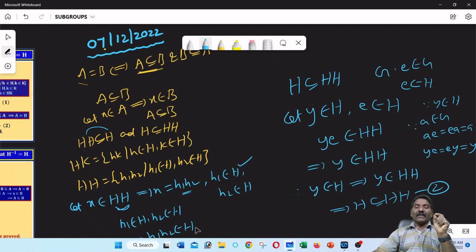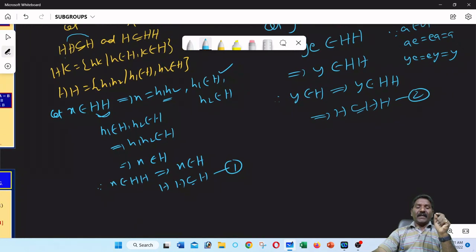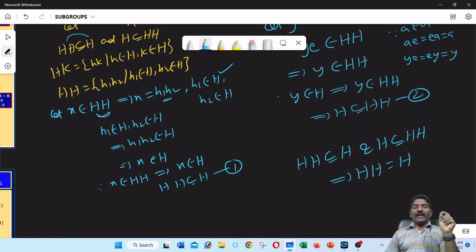Equation 2. Look here, in equation 1, HH is a subset of H and H is a subset of HH. This gives, from 1 and 2, we get HH is a subset of H and H is a subset of HH. This gives HH equal to H. A is a subset of B and B is a subset of A gives A is equal to B. So H is a subgroup. We write HH is equal to H. Hence proved.